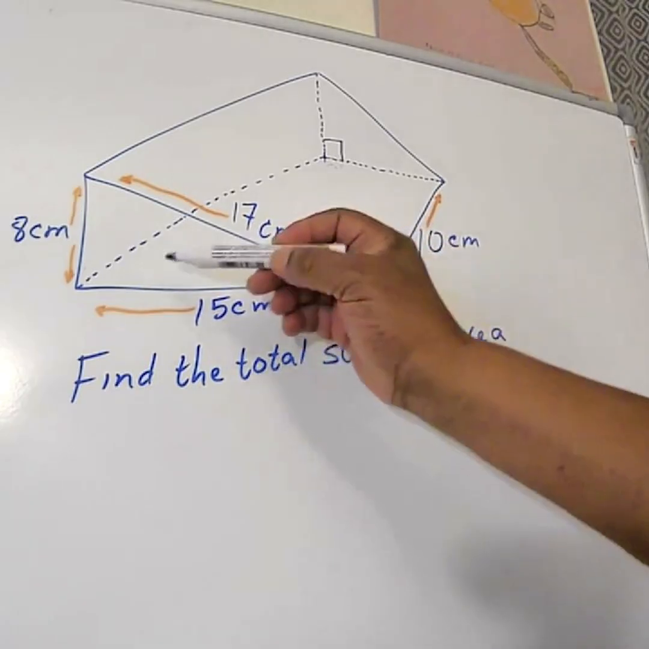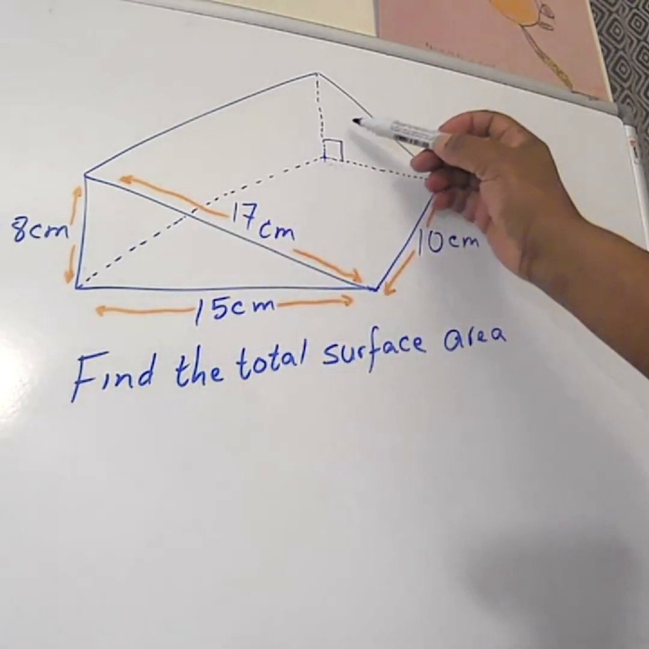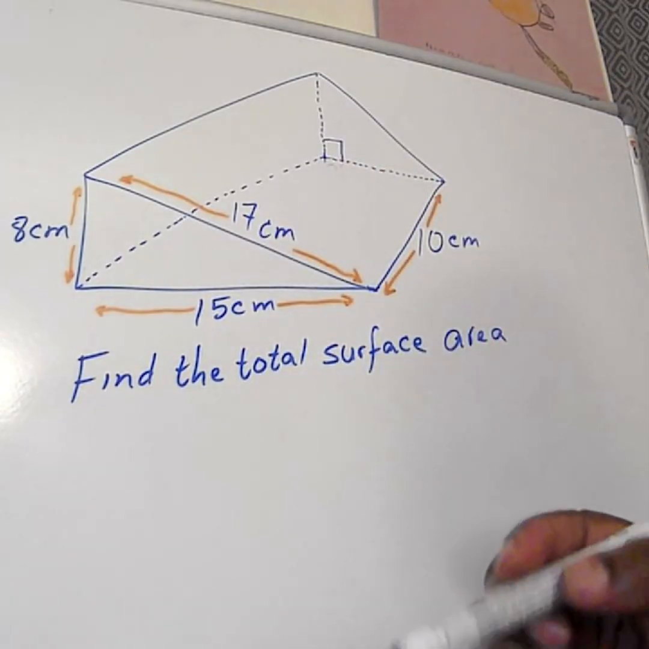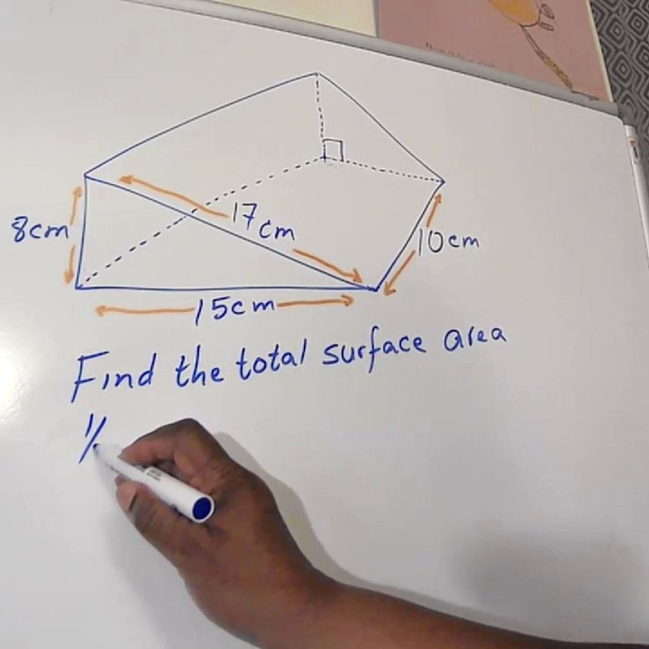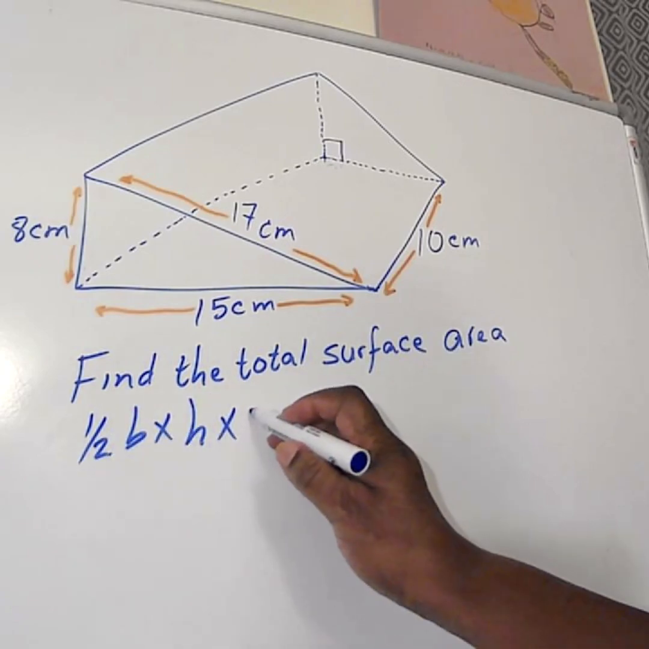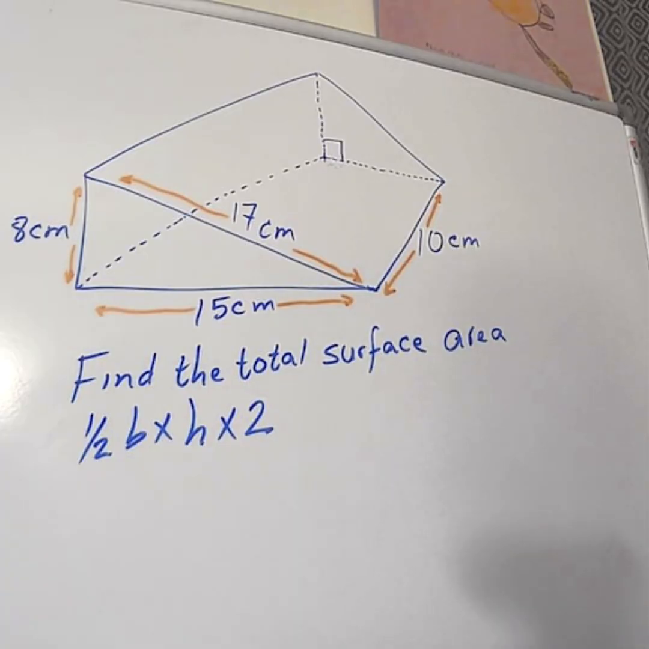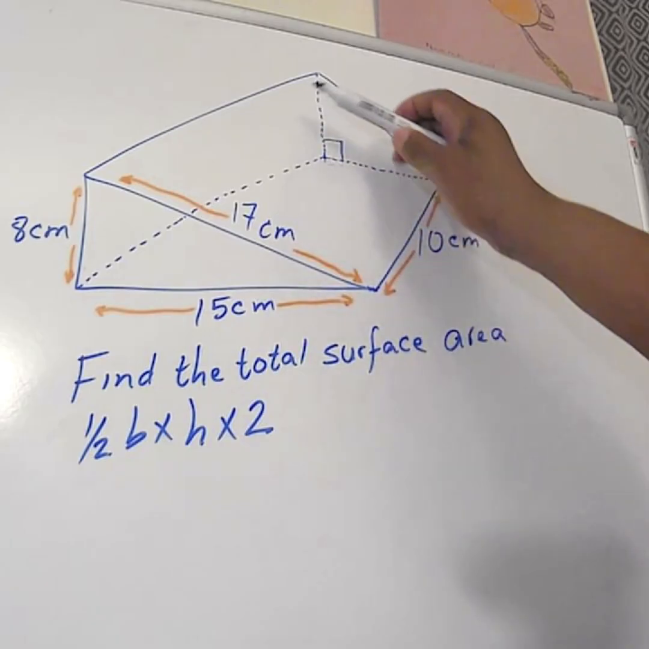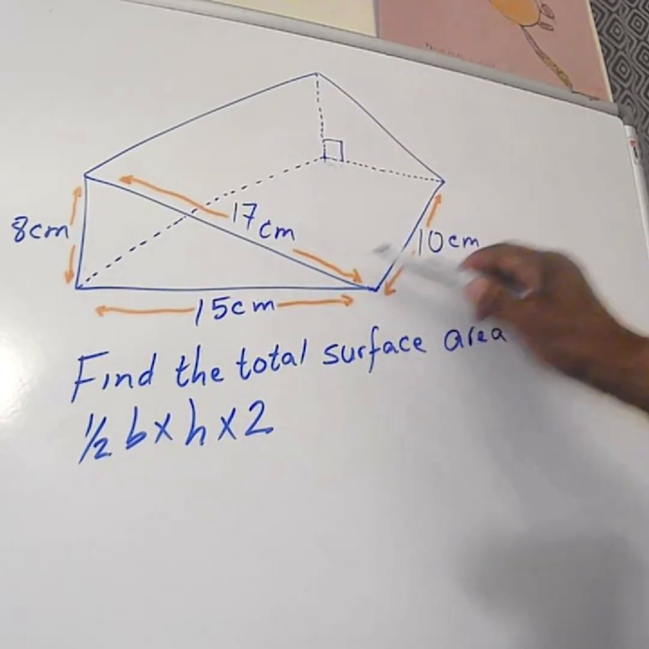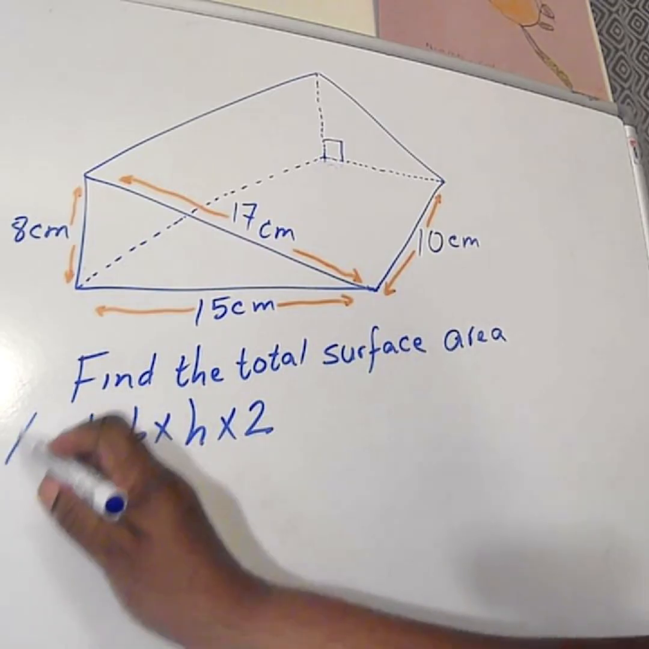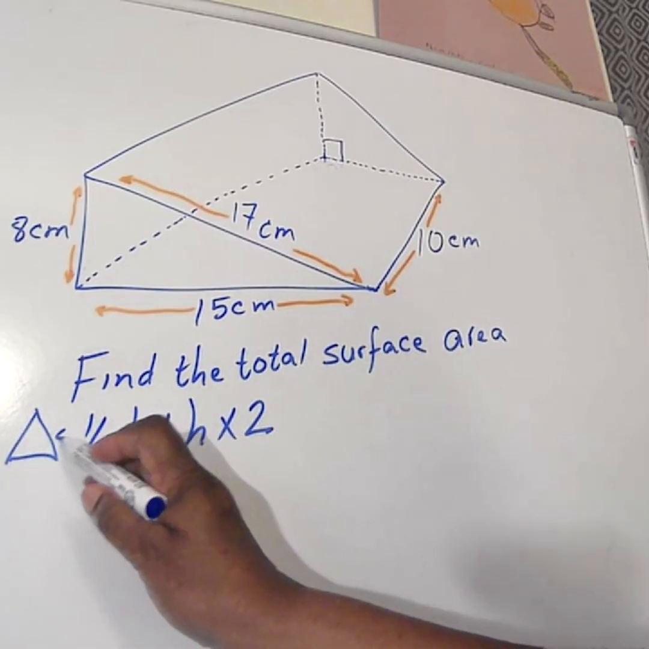So we've got two triangles. We've got a triangle here and a triangle at the back. We've got two triangles, and the area of a triangle is half base times height. Half base times height times 2 will cover both triangles. Then we've got the top, which is 17 by 10.